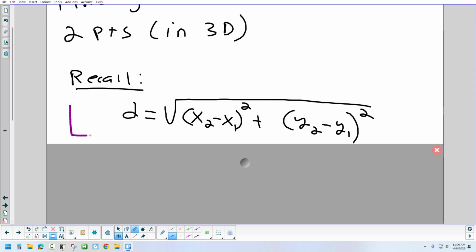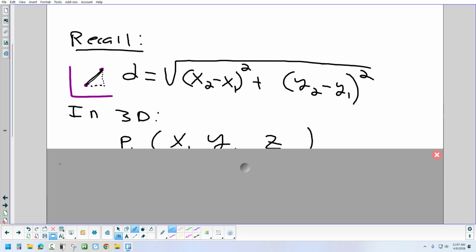Okay. If you have 2 points and you do x2 minus x1, that's telling you the horizontal distance between the 2 points. That dotted line. If you do y2 minus y1, that's telling you vertically how far apart the 2 points are. Well, if you find that distance and square it, you find that other distance and square it, and then you add them up and take the square root, you're finding the hypotenuse of the triangle. And that's the distance between 2 points.